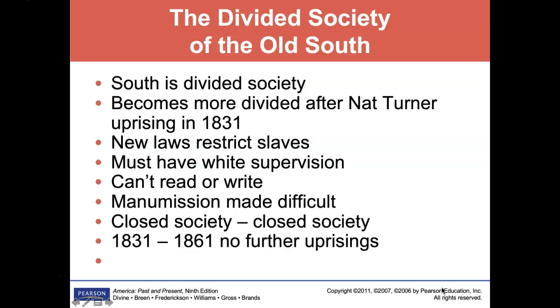So basically, the South is a divided society, and it becomes even more divided after the Nat Turner Slave Rebellion or Slave Uprising in 1831, which we're going to learn about in class. There were new laws that were passed which restricted slaves and their freedom, and of course they basically said that they must have white supervision at all times. And there were, of course, harsh laws imposed on them so that they could not read or write. One of the things I think is most interesting is that different types of slave societies had different types of rules, sometimes written and sometimes unwritten, that were embellished in society.